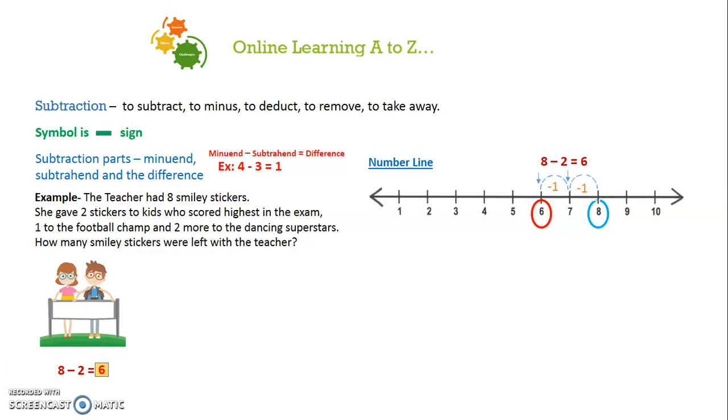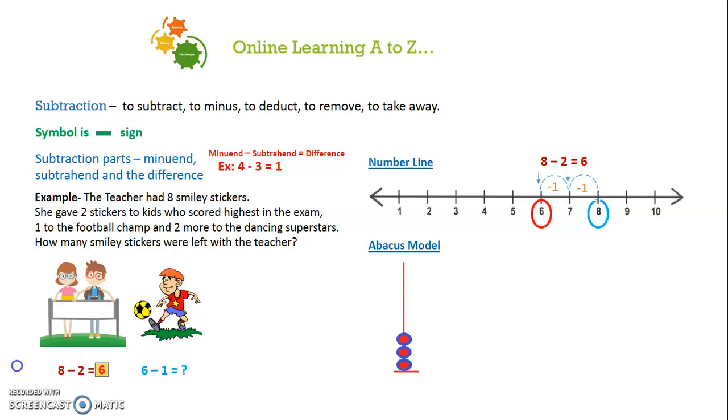Now let us see the second part of this example. From 6 stickers, the teacher again gave 1 sticker to the football champ. So we have to calculate what is 6 minus 1. Another method with which we can subtract is called the abacus model. In abacus, we use rods and beads to represent numbers. So on the rod, we can put 6 beads and then take away 1 bead. By counting the number of beads remaining on the rod, we get our difference. So 6 minus 1 equals 5.